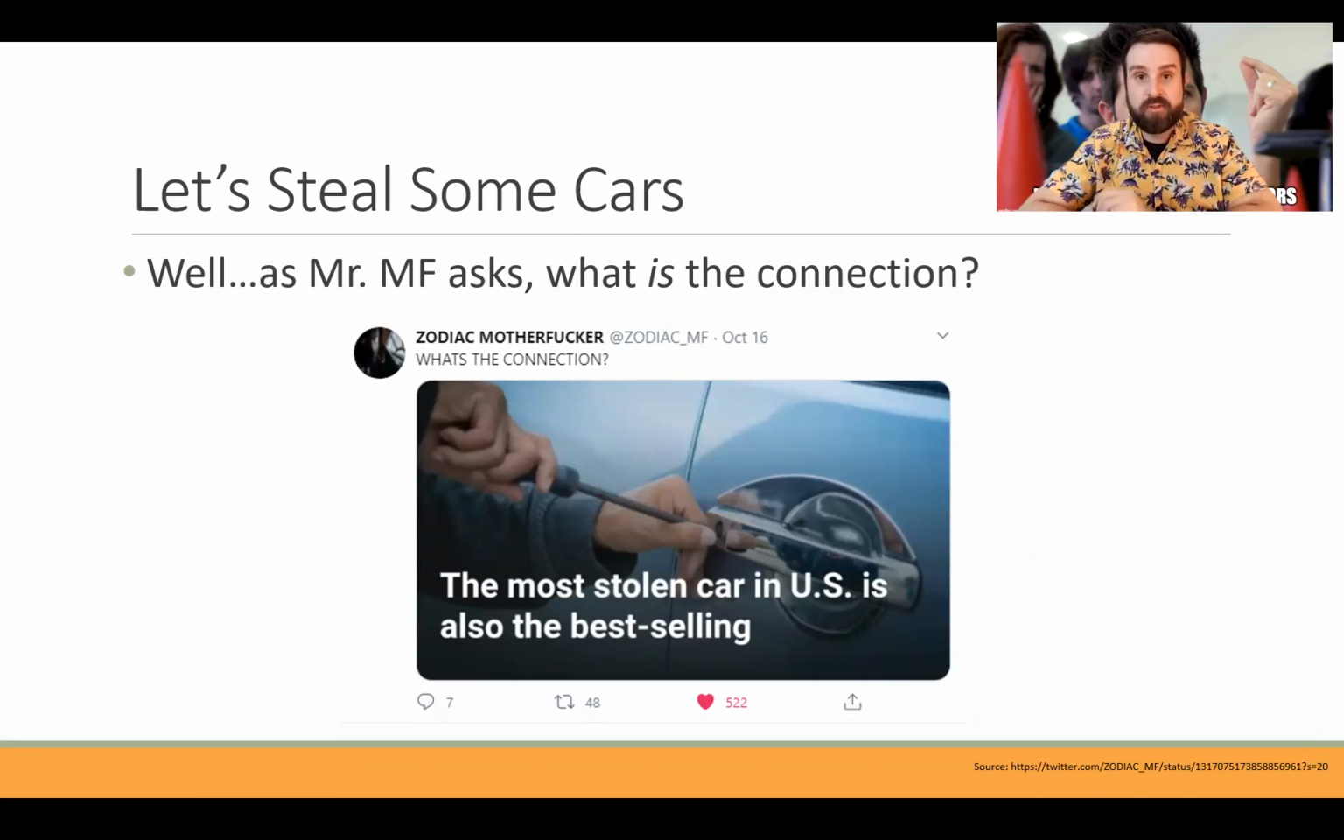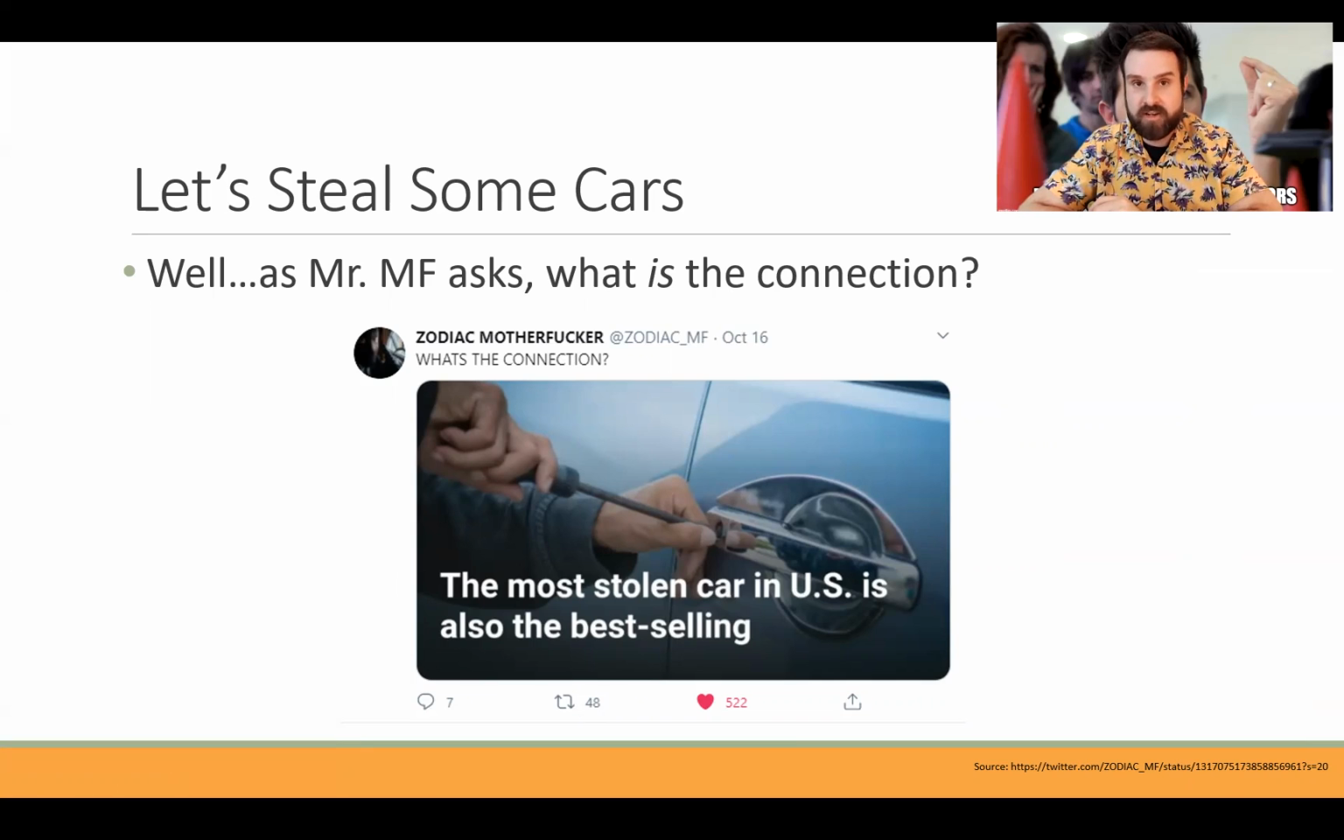Here's another example. Don't actually steal cars. That's not what I'm meaning to imply here. But as our friend at Zodiac MF asks, what's the connection in this headline? He's asking it sarcastically. The most stolen car in the US is also the best selling. Seems like maybe they're forgetting to account for the denominator here when writing this headline. What do you think I mean by that?